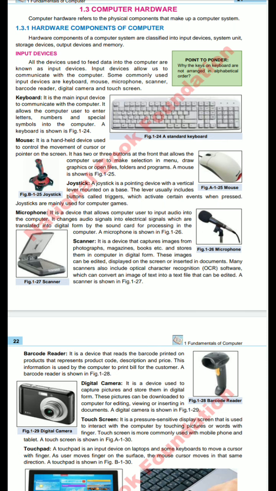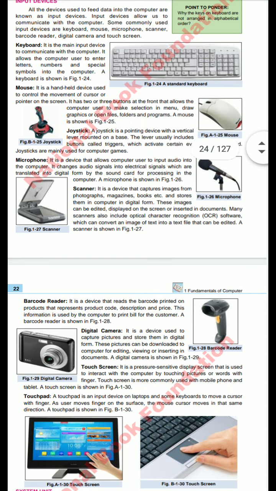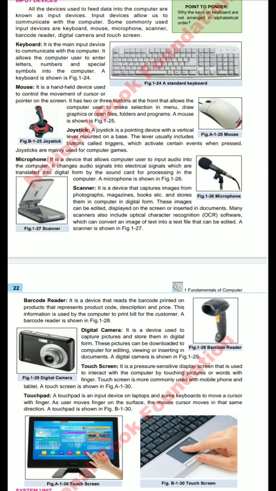Next is the scanner, to scan a hard image, hard copy. It is used to convert the hard copy into a soft copy, in the form of photographs, magazines, books, and stores them in the computer in digital form. These images can be edited, displayed on the screen, or inserted in a document. Many scanners also include optical character recognition (OCR) software, which can convert an image of text into a text file, and that file can be edited.